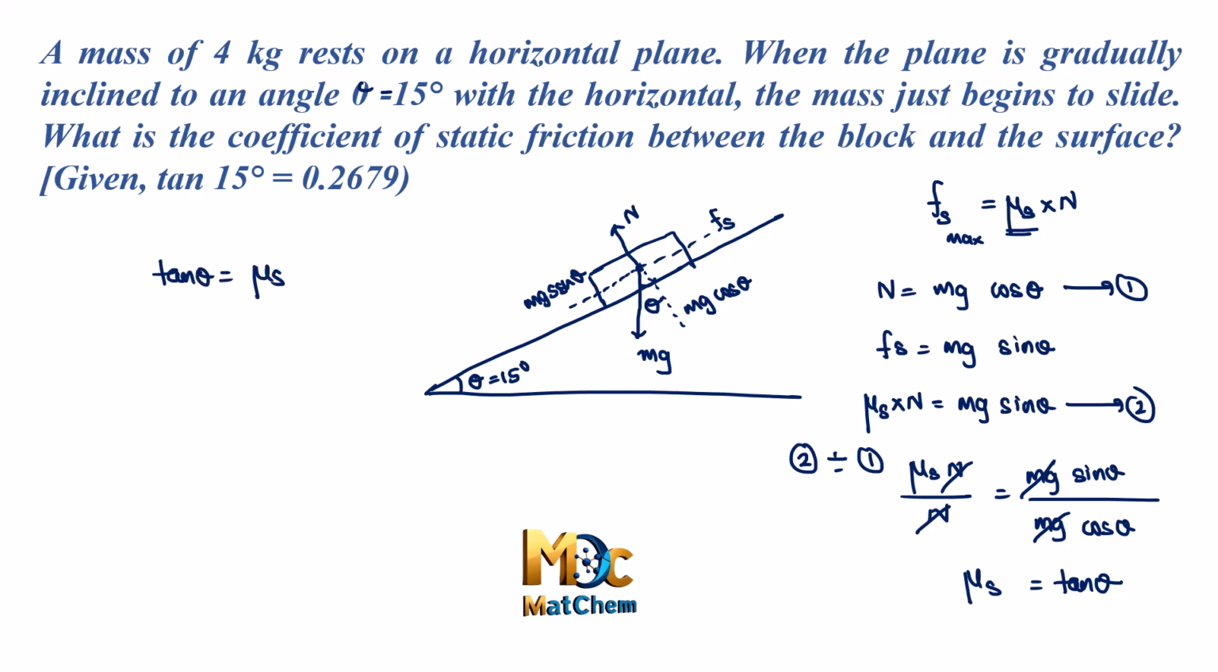Here theta is 15 degrees, therefore tan 15 degrees is equal to 0.2679. That is nothing but the value of mu s, the coefficient of static friction. Mu s is equal to 0.2679.